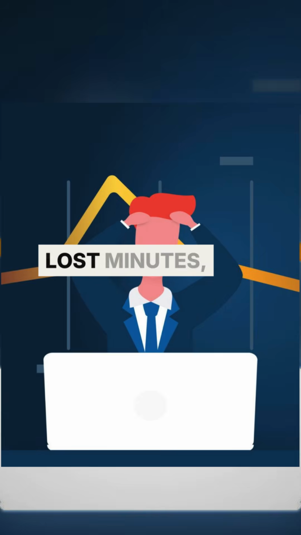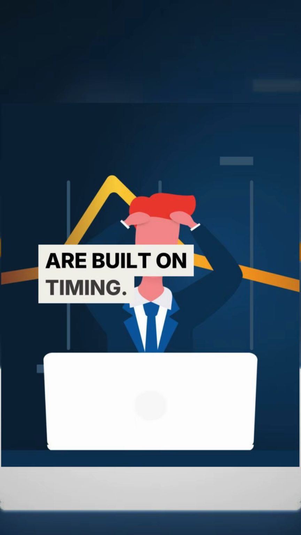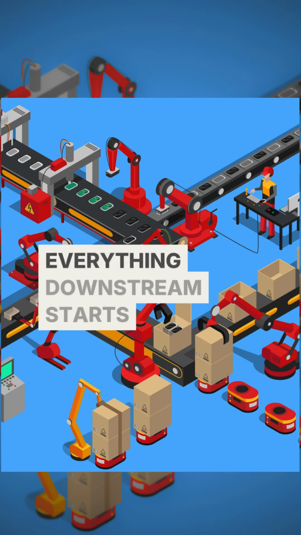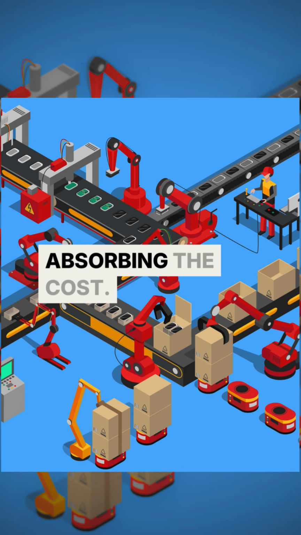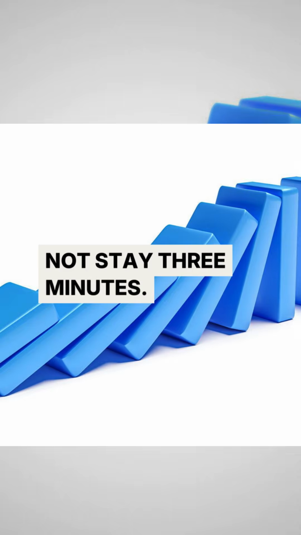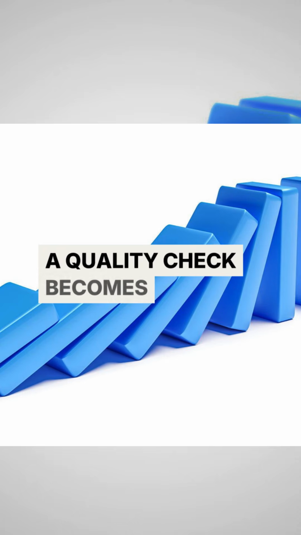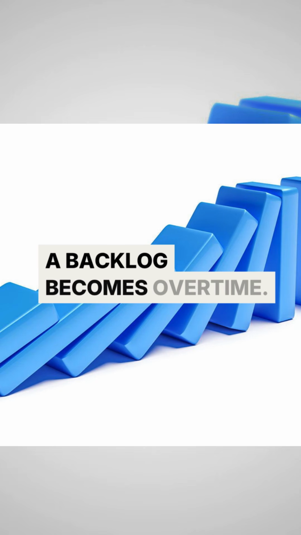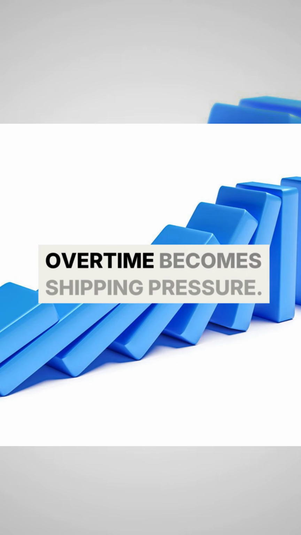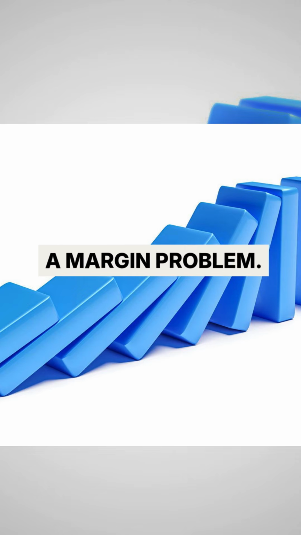Downtime is not just lost minutes, it is lost rhythm. Factories are built on timing. When the timing breaks, everything downstream starts absorbing the cost. A 3-minute stop does not stay 3 minutes. It can become a restart delay. A restart delay becomes a quality check. A quality check becomes a backlog. A backlog becomes overtime. Overtime becomes shipping pressure, and shipping pressure becomes a margin problem.